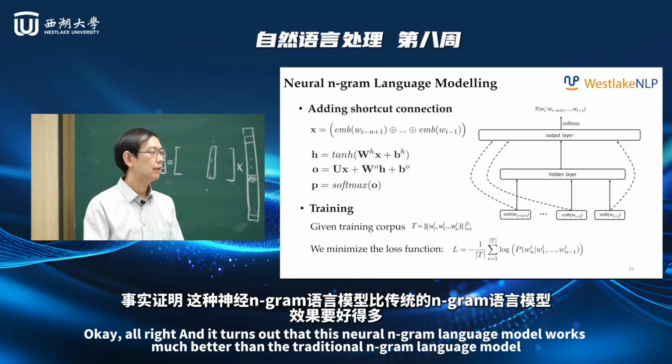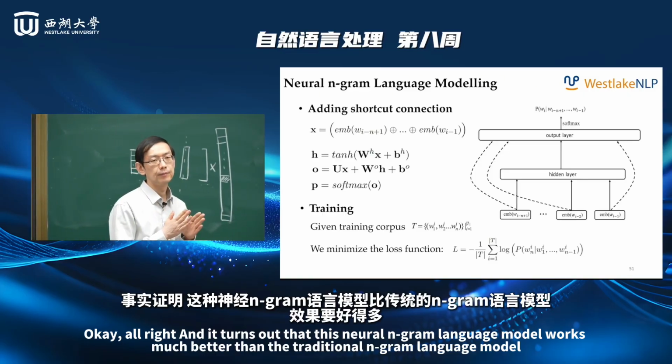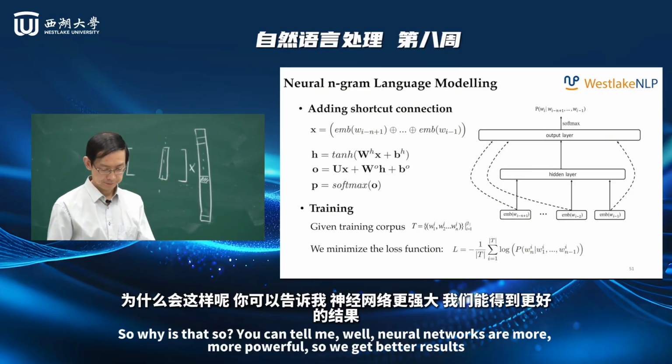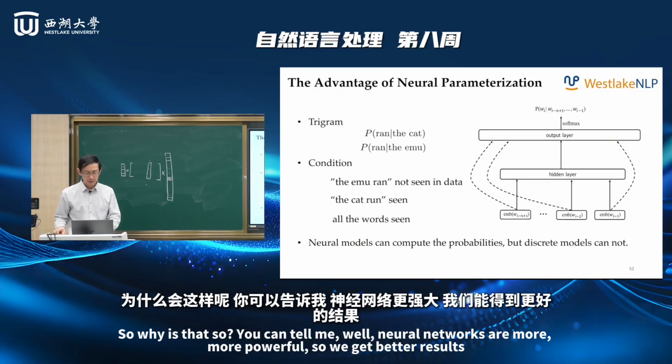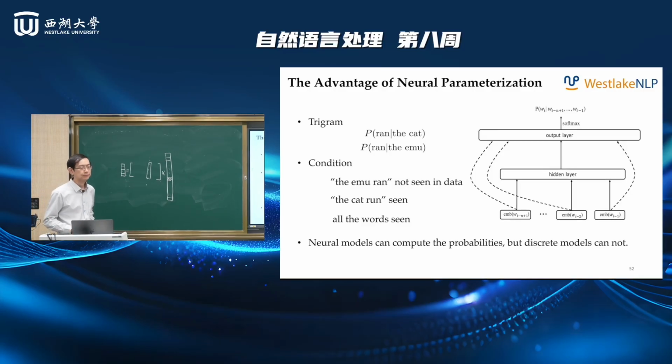And it turns out that this neural n-gram language model works much better than the traditional n-gram language model. Why is that so? You can tell me, well, neural networks are more powerful, so we get better results. But I tell you a very easy reason: they generalize better.